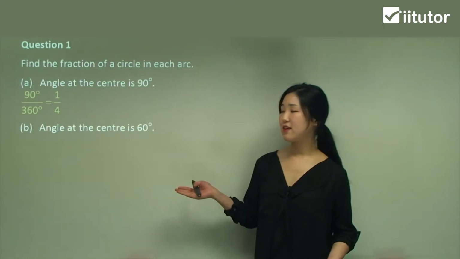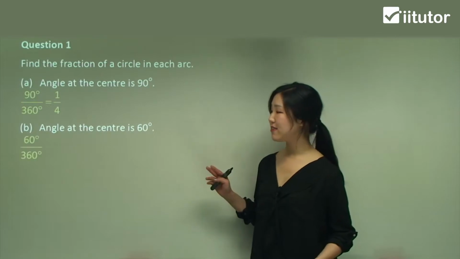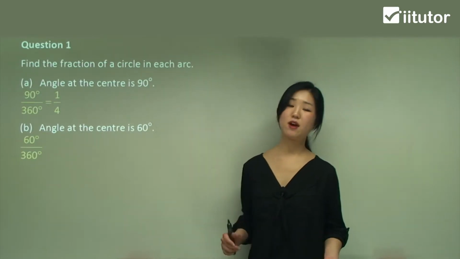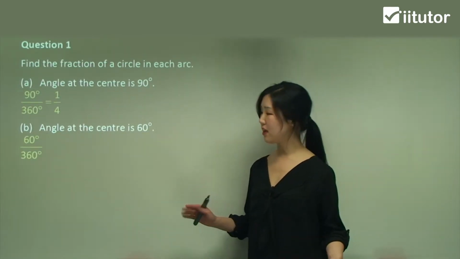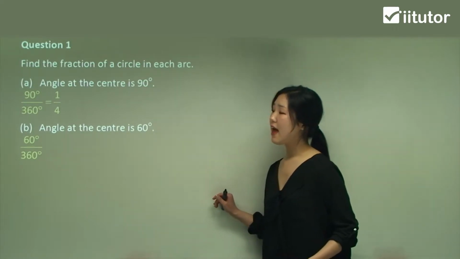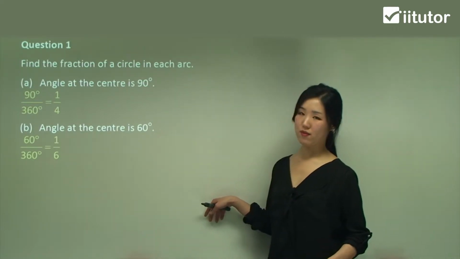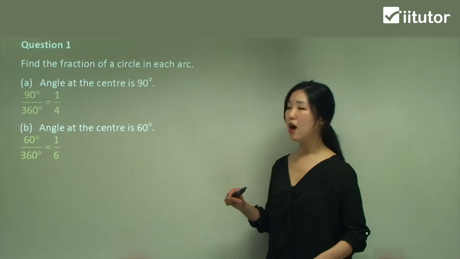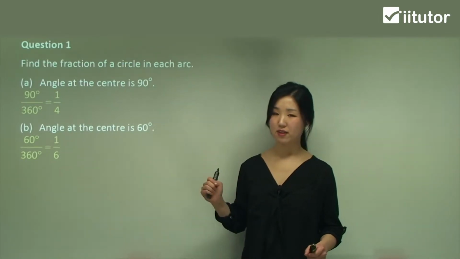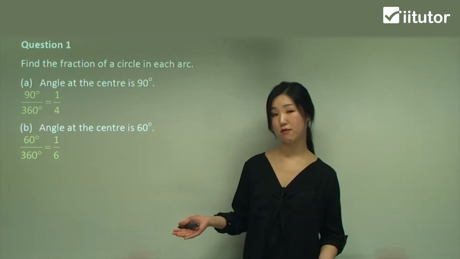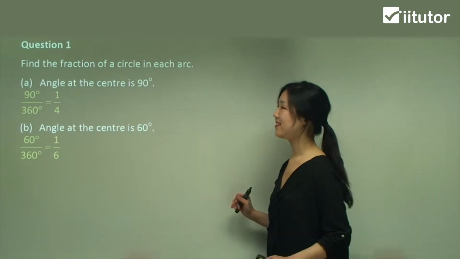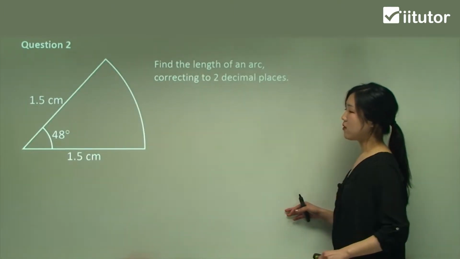So what if the angle at the center is 60 degrees? Then you do 60 degrees divided by that 360 degrees. So it's the exact same thing, but the numerator changes. And just simplify it, it's going to be 1 over 6. So that would be the proportion of that arc in respect to the full circle's circumference. Make sense, guys?